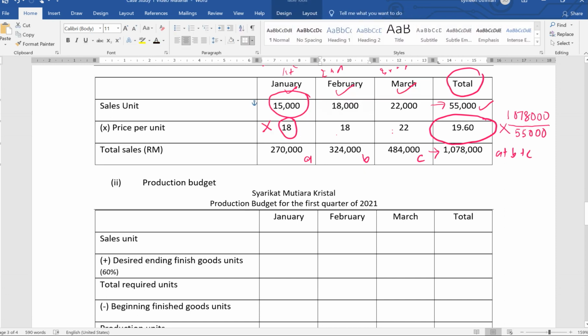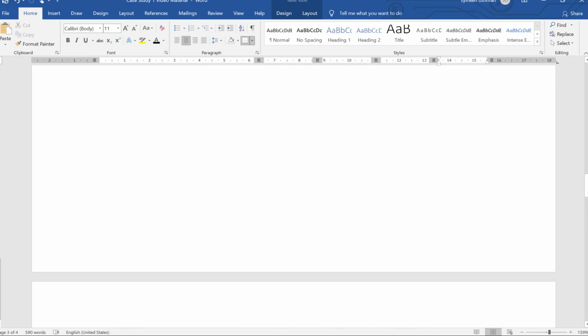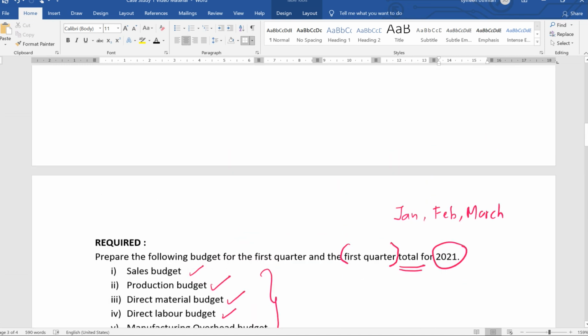So sales unit ni kita akan copy and paste ke your production unit. Okay, so this item here will be brought here. So macam biasa, nama company mesti ada, nama budget and juga tempoh disediakan. Alright, okay, your sales unit given here is 15,000, 18,000, 22,000 and 55,000. Okay, dia suruh kamu cari ending inventory. So ending inventory policy macam saya bagi tahu tadi. Alright, you need to go back to the question.